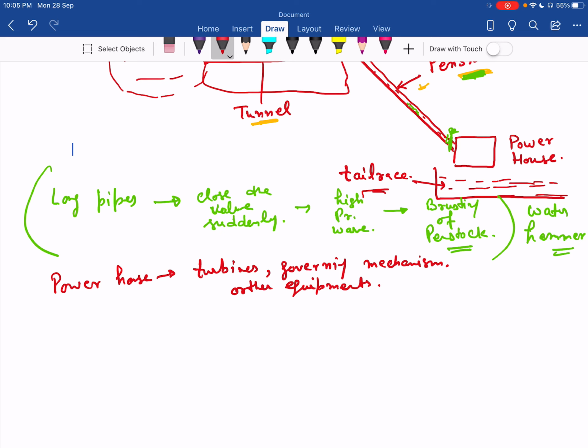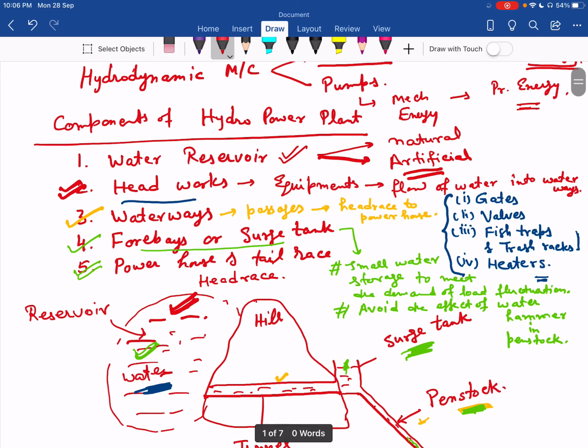Now further, in the powerhouse, as you know, there are turbines. So water strikes the turbine. Accordingly, the energy is transferred from one side to another. After striking the turbine, the water goes to the tail race. These tail races are the open channels or canals we have, or it is in the form of a river. So that is the tail race. Okay, so these are the different components of a hydropower plant.